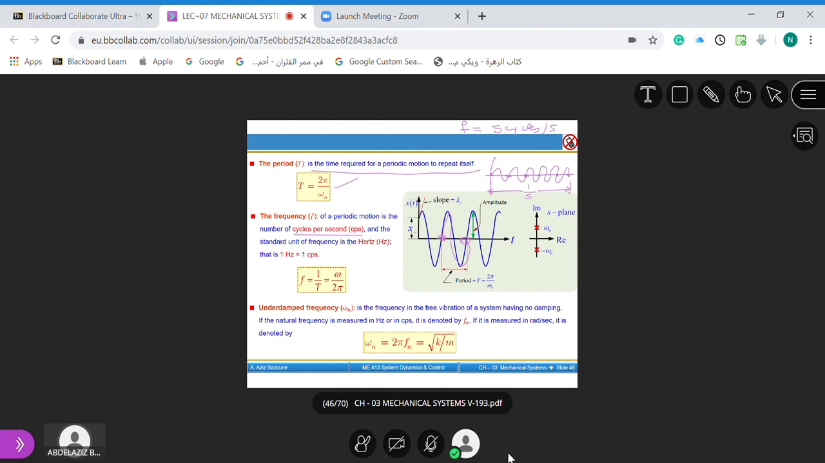So what is the period here, Shabab? If this is 1 second, the period will be 1 over f, or f will be 1 over the period. If f is equal to 5 cycles per second, the period tau will be 1 over 5, or 0.2 second. So the period from here to here, tau, will be 0.2 second, since there are 5 cycles in 1 second.